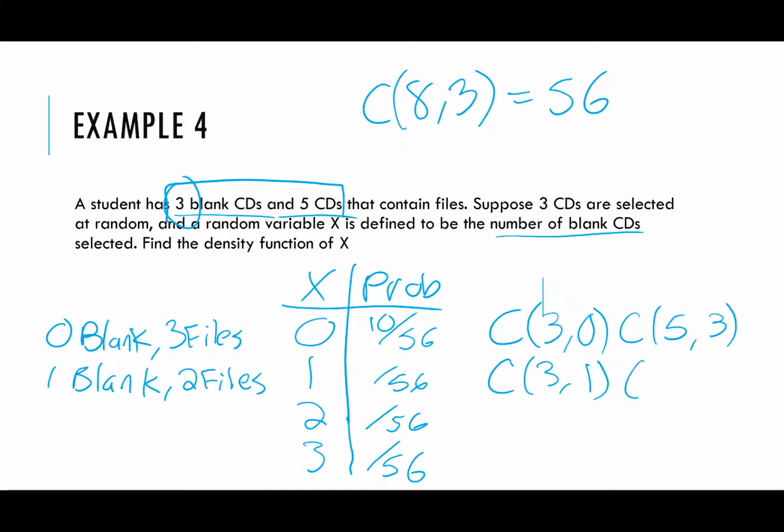And you're going to multiply that with the combination of choosing 2 with files. Remember, there are 5 with files, and you're going to choose 2 of them in this case. So this combination says there are 3 blank CDs, and you're choosing 1 of them. There are 5 file CDs, and you're choosing 2 of them. That's going to be the count for this outcome, which I believe is 30.